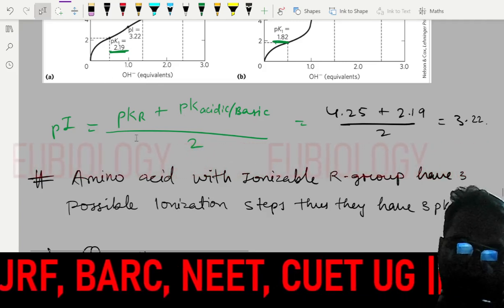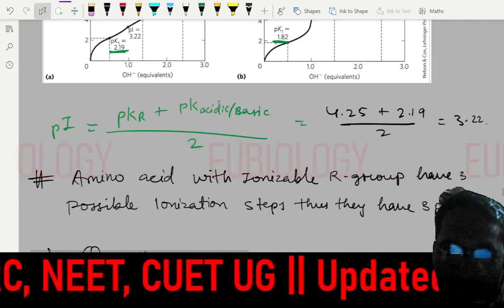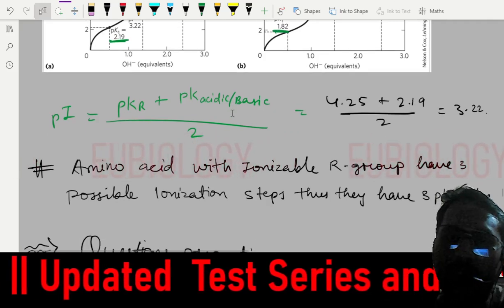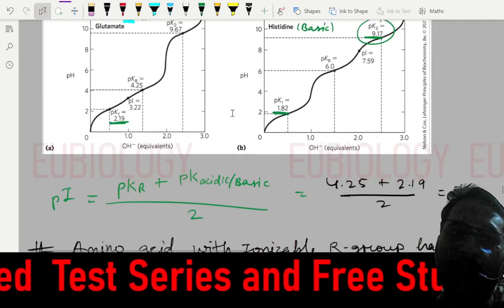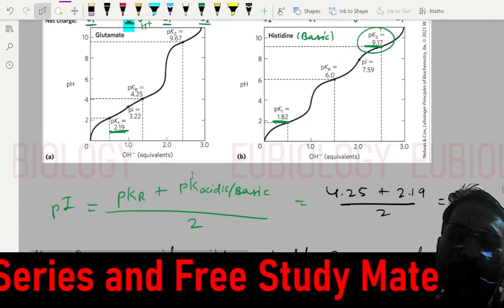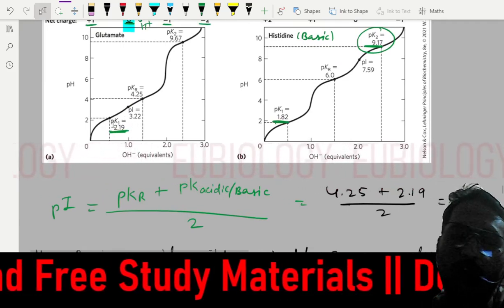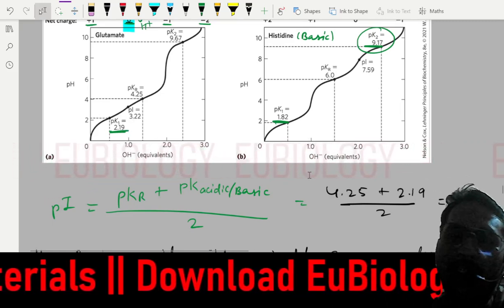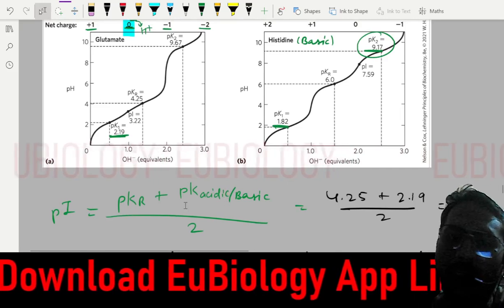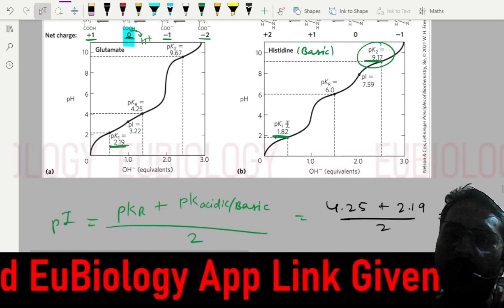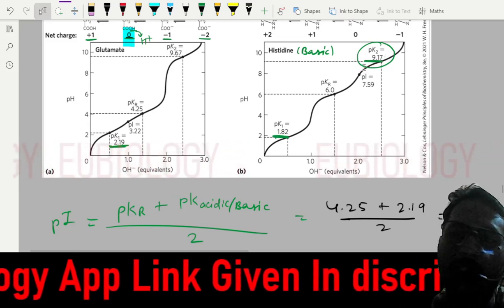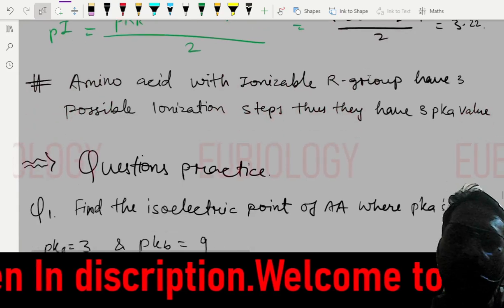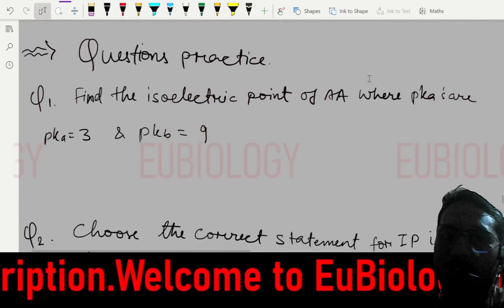The pKr plus pKa acidic or pK basic, it depends upon which type of amino acid it is. If it is an acidic amino acid like glutamate, then you will take the pKa acid, the pK1 value, like 2.19, which is an acidic value. Now if it is histidine, then instead of taking the acidic value 1.8, you have to take the value of 9.17 because it is a basic amino acid. Let's go for some questions which will make your concept stronger.